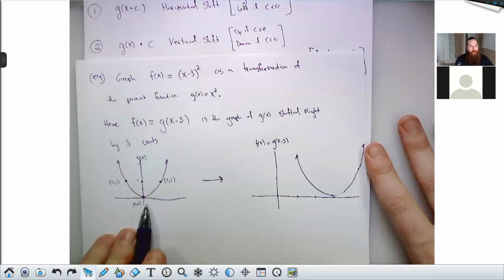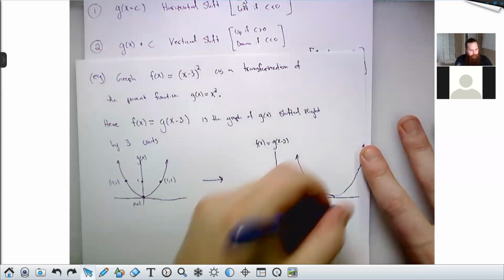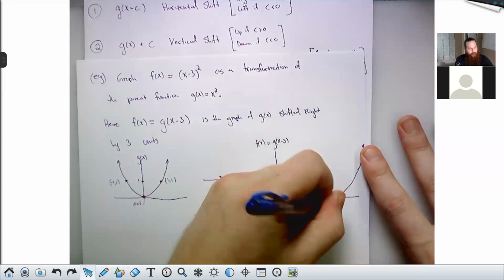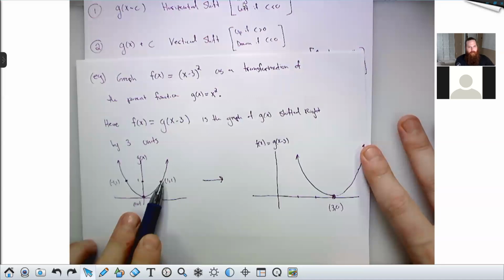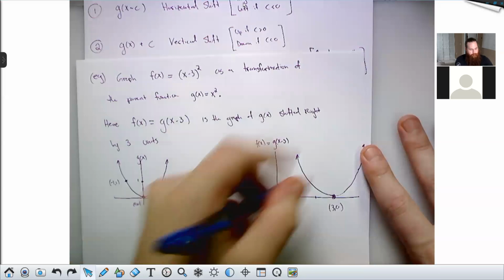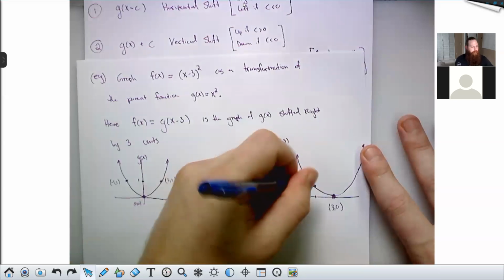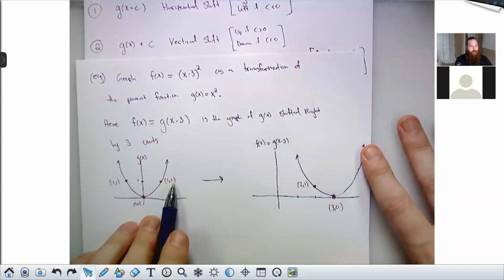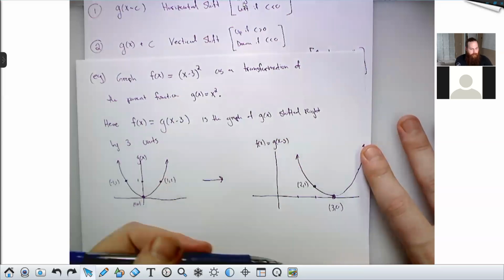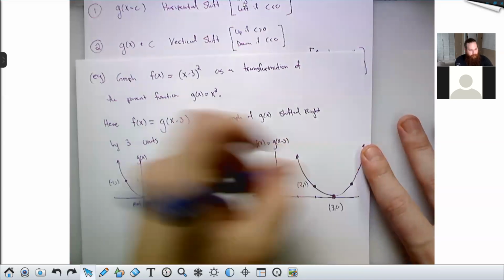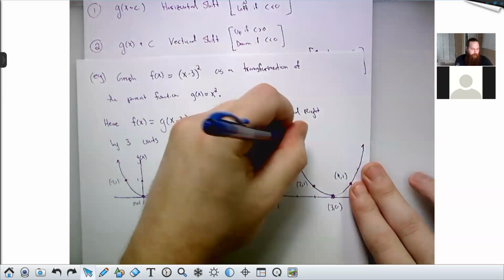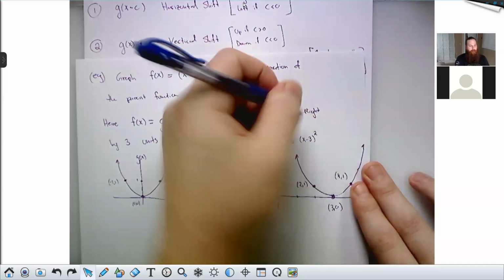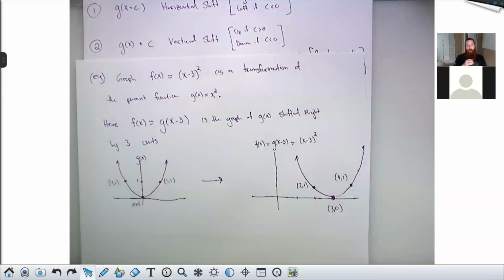0, 0, if I shift it to the right by 3 units, becomes 3, 0. Negative 1, 1, if I shift this point to the right 3 units, it'll become 2, 1. And 1, 1, if I shift it to the right by 3 units, it'll become 4, 1. So this is the graph of x minus 3 all squared. Not too hard, right?